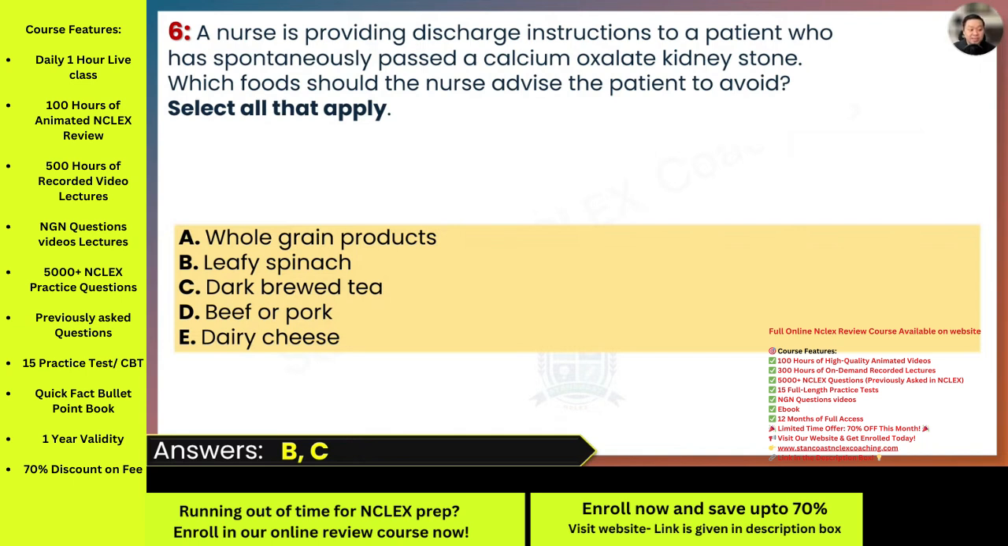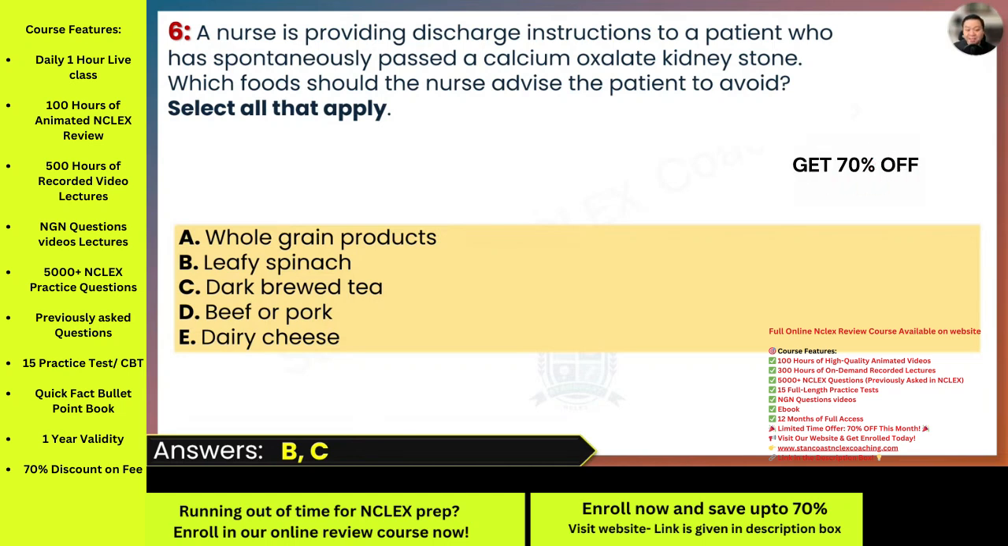Now, what about C, dark brewed tea? We're talking about varieties like black tea. This is considered to contain high oxalates, just like spinach. And again, this can contribute to the formation of calcium oxalate stones and should be avoided by the client as well. Now, what about letter A, whole grain products?